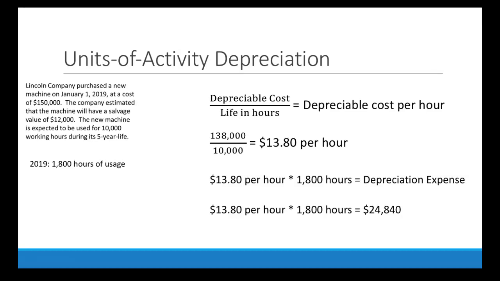We just care about cost, salvage, life in the units, which could be hours, which could be miles, right? And then our actual usage, which in this case was the 1,800. Those are the pieces that you need to focus in on whenever we're doing the units of activity method.